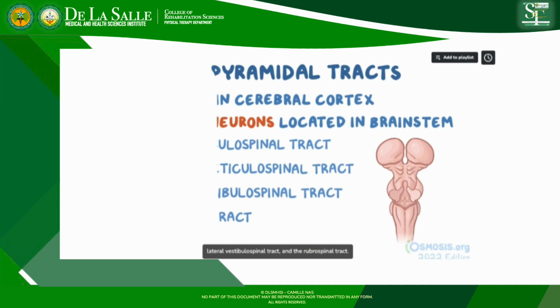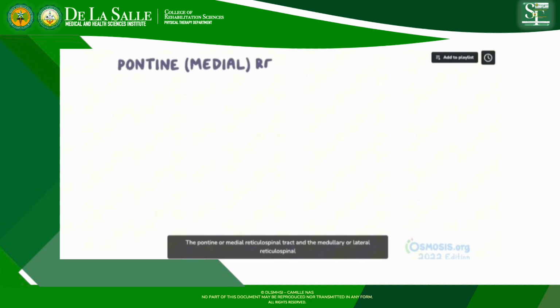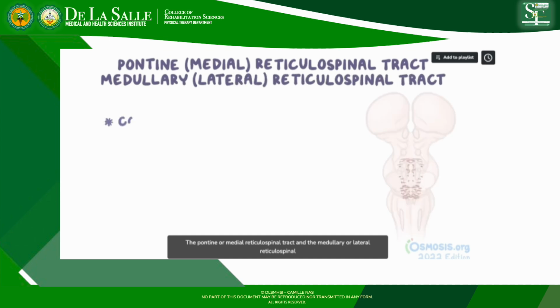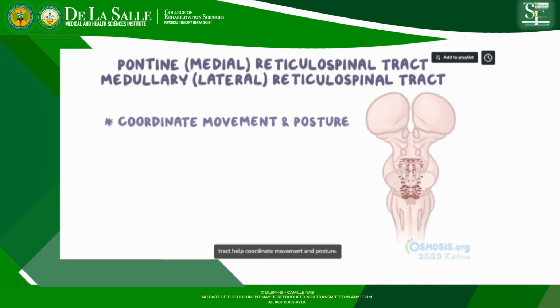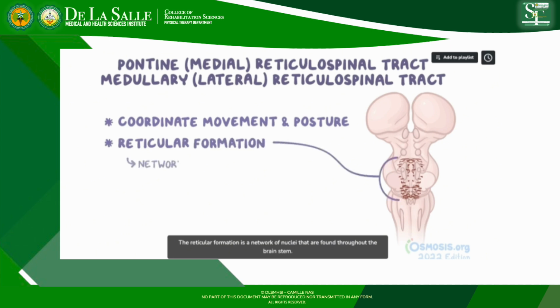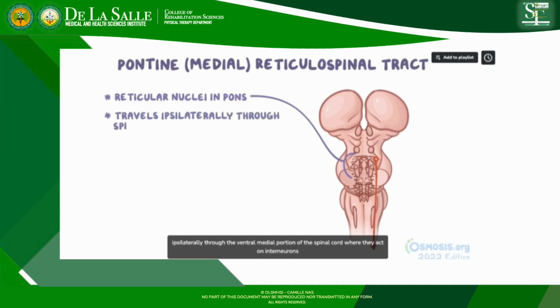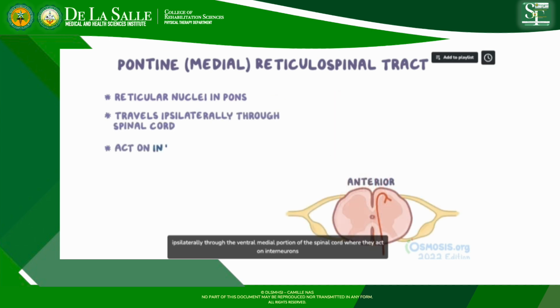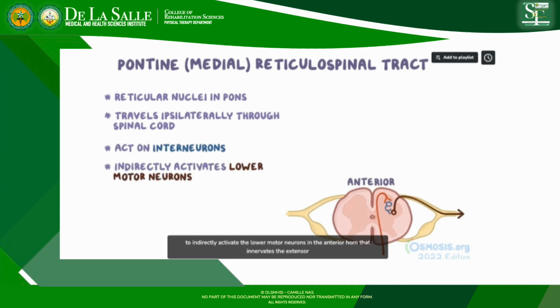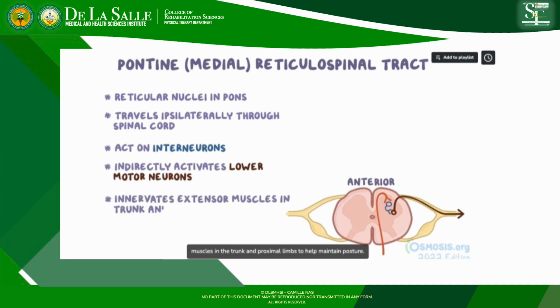The pontine or medial reticulospinal tract and the medullary or lateral reticulospinal tract help coordinate movement and posture. The reticular formation is a network of nuclei that are found throughout the brainstem. Reticular nuclei in the pons give rise to the pontine reticulospinal tract, which travels ipsilaterally through the ventral medial portion of the spinal cord, where they act on interneurons to indirectly activate the lower motor neurons in the anterior horn, that innervate the extensor muscles in the trunk and proximal limbs to help maintain posture.